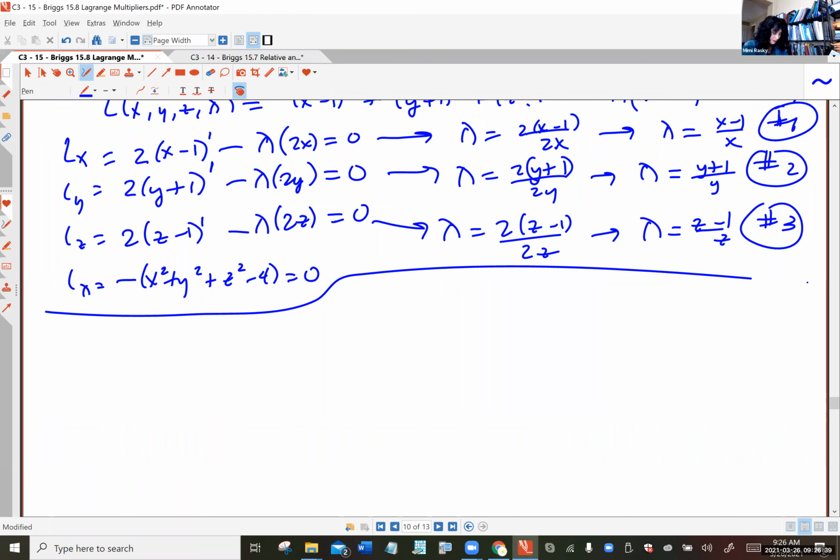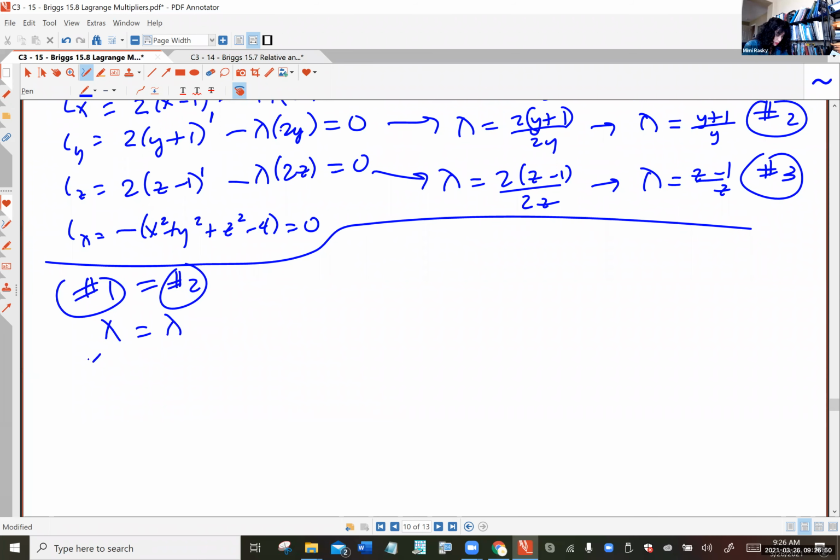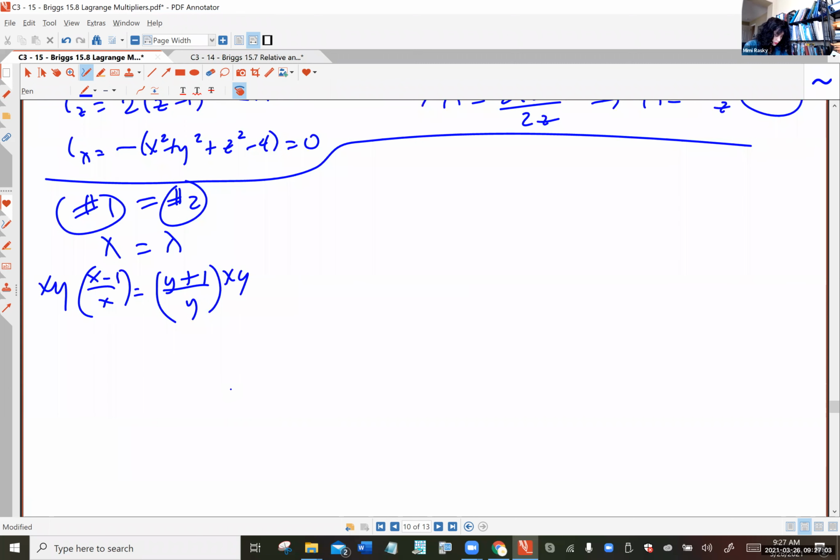So number 1 equals number 2. Lambda has to equal lambda. So what does that say for us? I get x minus 1 over x has to equal y plus 1 over y. And if I multiply both sides of the equation by xy to clear fractions and then reduce, I'll get y times the quantity x minus 1 on the left, and I'll get x times the quantity y plus 1 on the right.